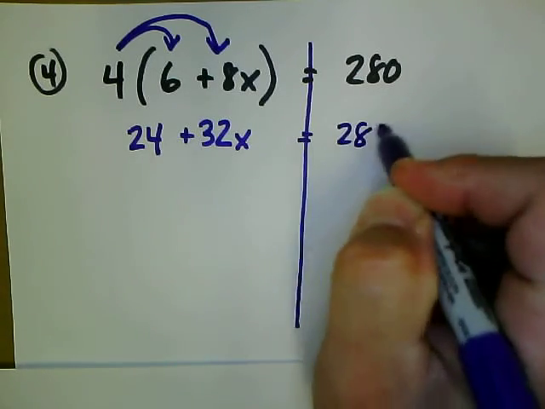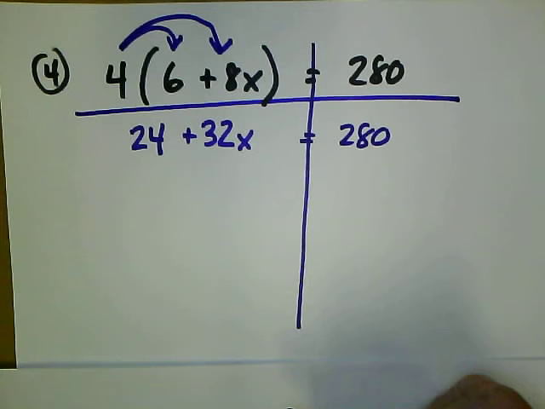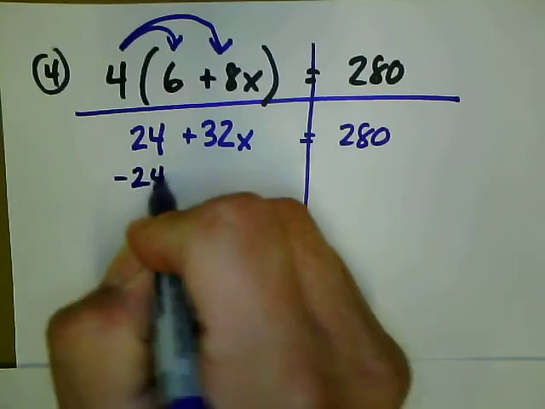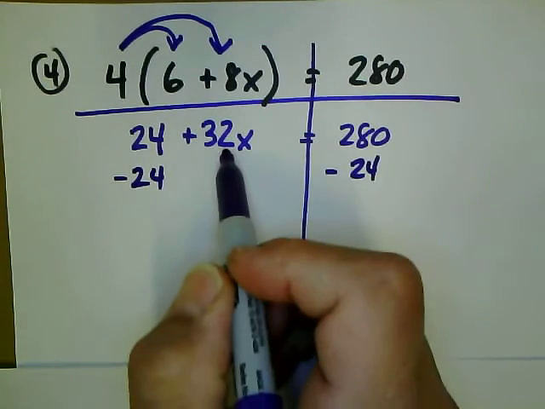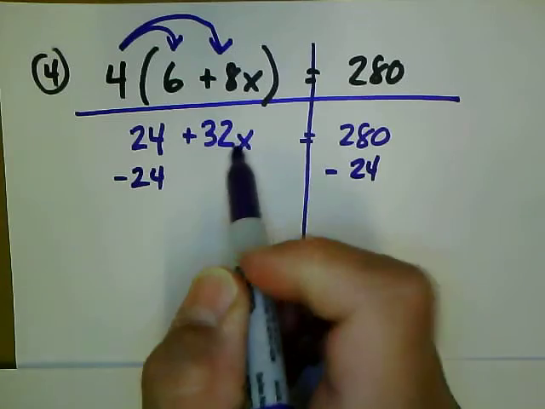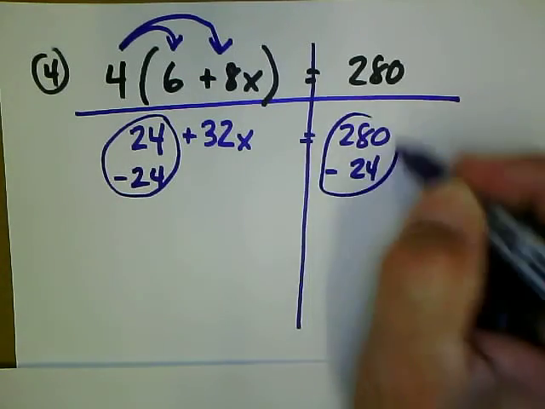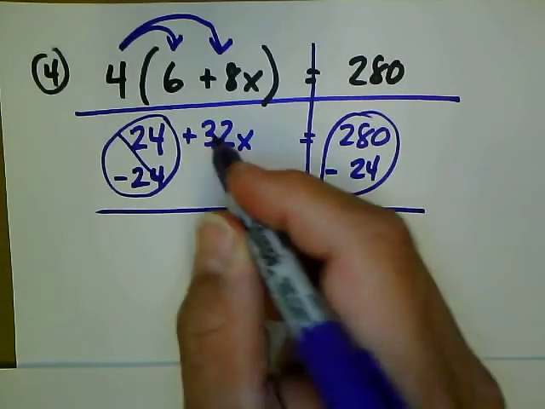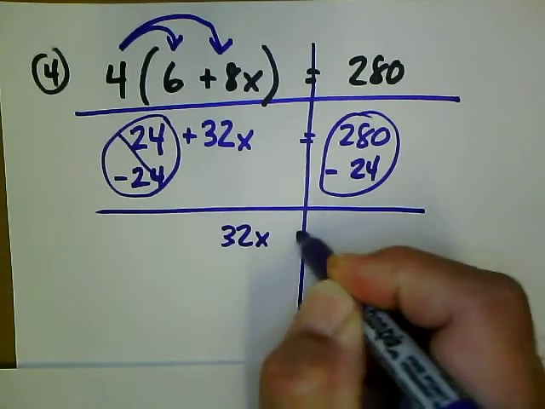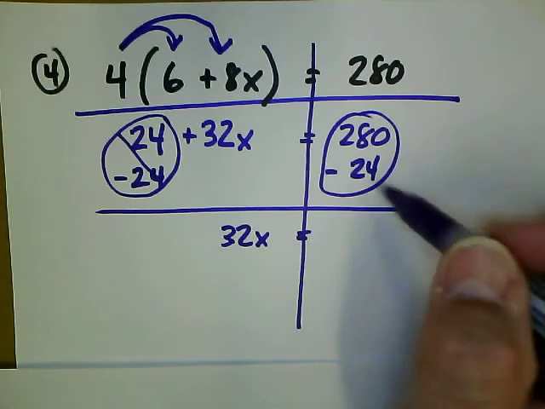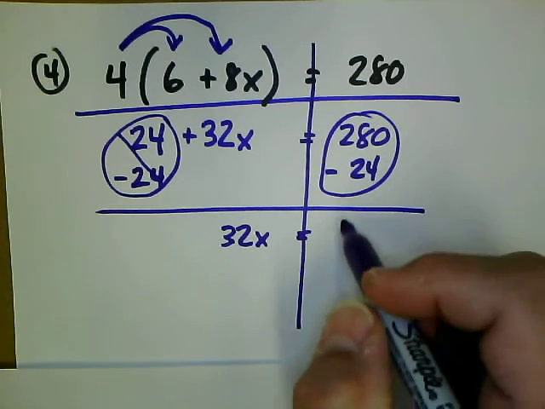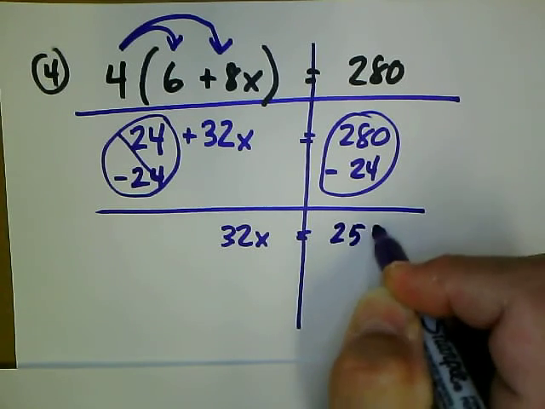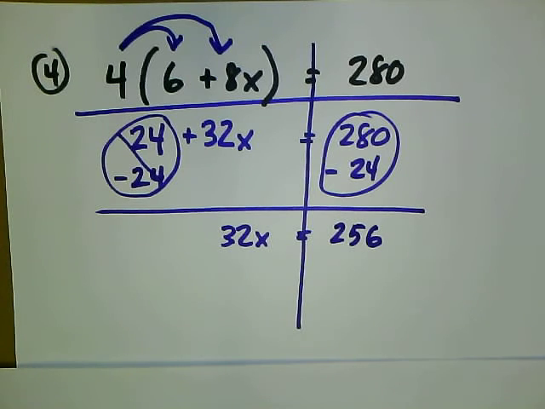Bring down the equals, bring down the 280. Minus 24, because we're adding 24, right? It's not 32. 32 is attached to the X. That means multiplication. And the multiplication part we'll do last. So our 24s are gone. We're left with just that 32x. And 280 minus 24? 256.